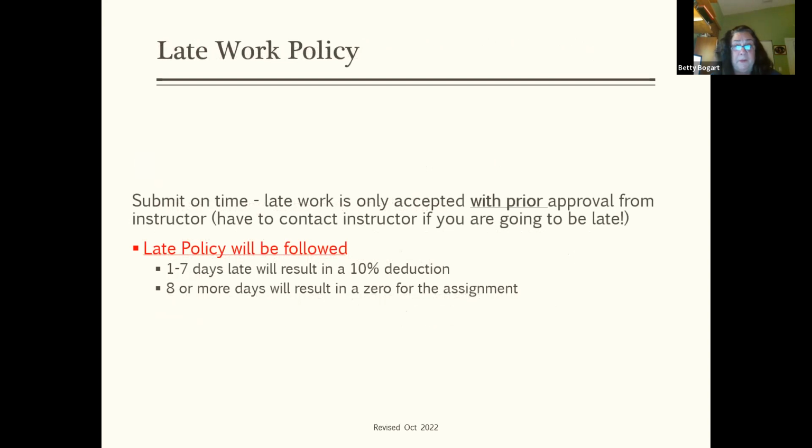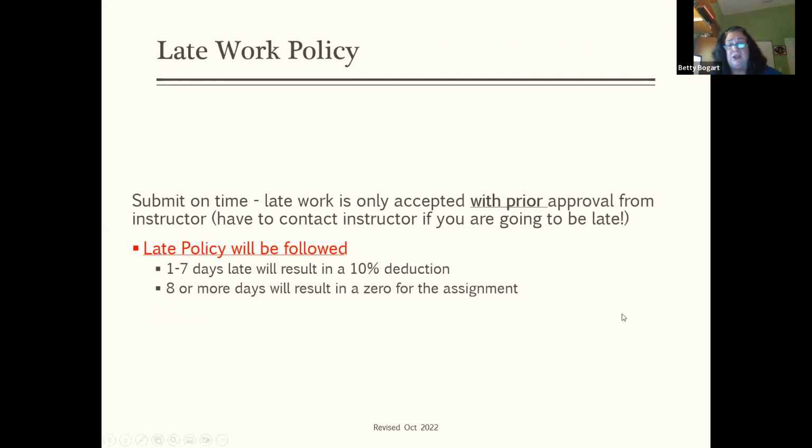Now, I do follow late policy very, very closely. Again, if you have something that is due, you can't get it done because you had to run your kid to the hospital or you're not feeling well or whatever, tell me before it's due and I will grace you that 10% deduction, okay? So that's very important to understand.